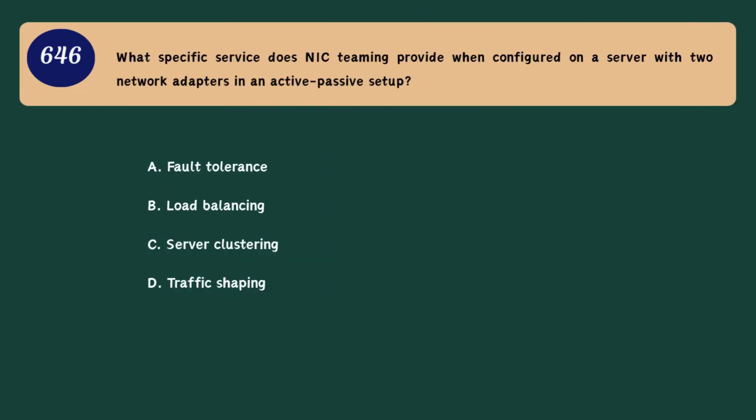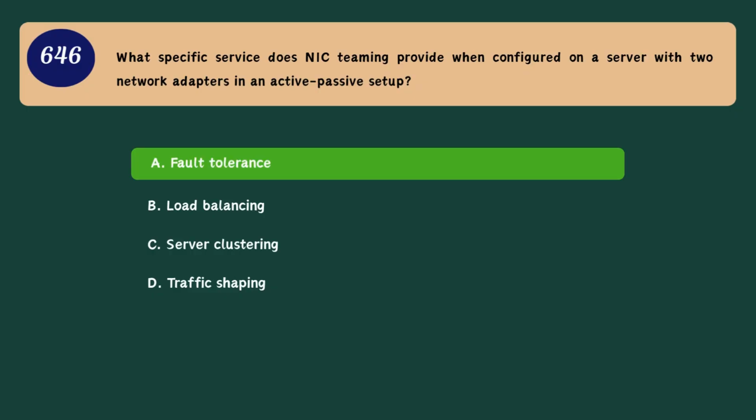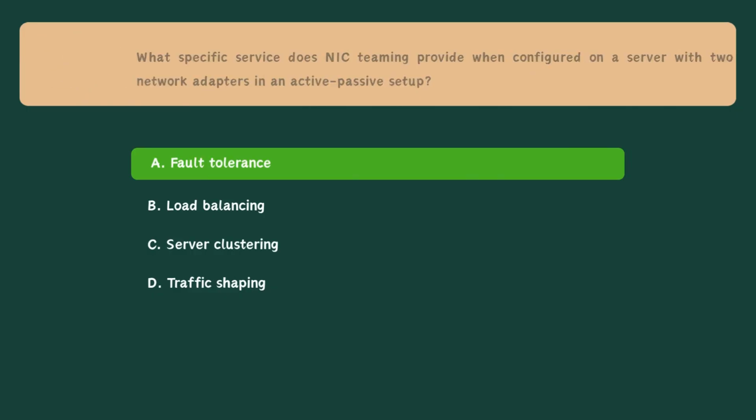Question 646. What specific service does NIC teaming provide when configured on a server with two network adapters in an active-passive setup? A. Fault tolerance. B. Load balancing. C. Server clustering. D. Traffic shaping. Correct answer. A. Fault tolerance.